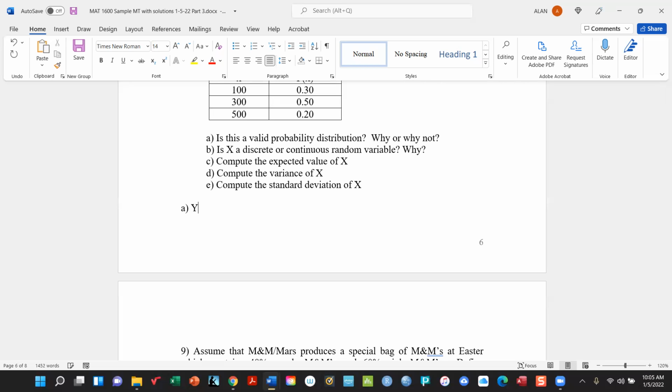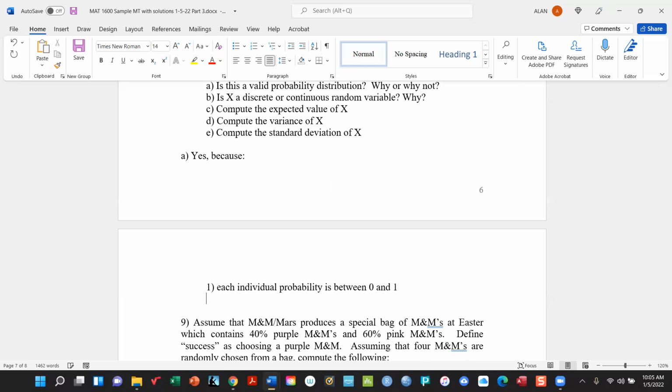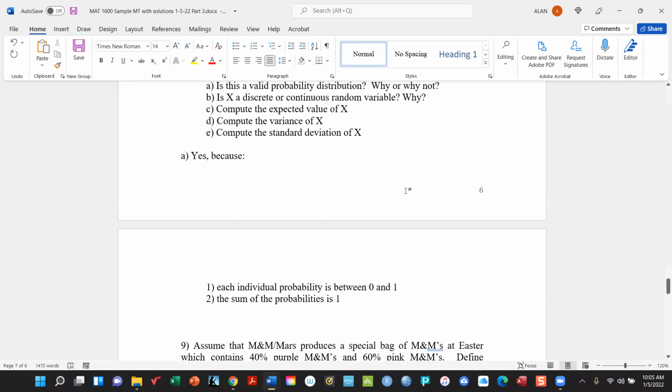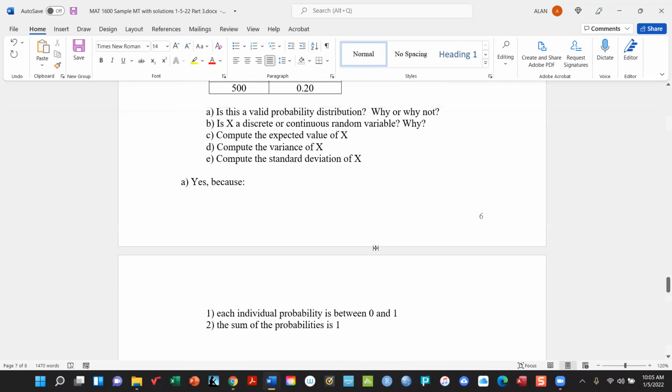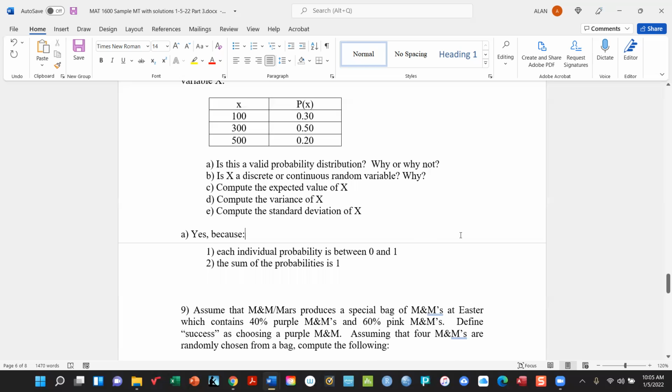because, and there are 2 reasons. Number 1, each individual probability is between 0 and 1. And number 2, the sum of the probabilities is 1. If either of those fails to hold, then this is not considered to be a valid distribution. Let me tighten that up there a little. So that's what it takes.